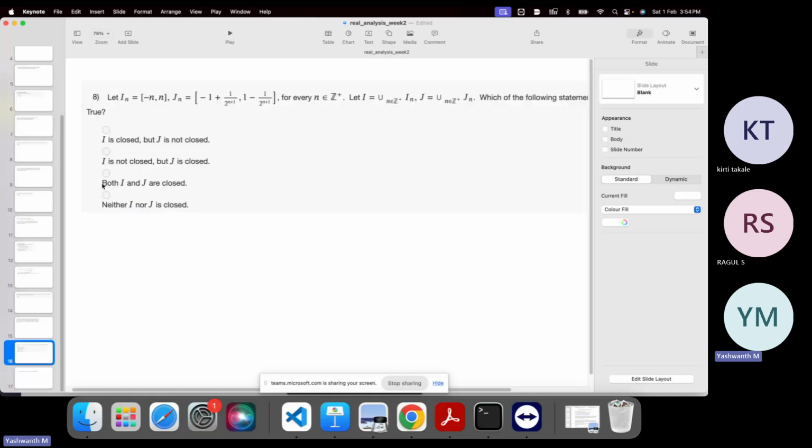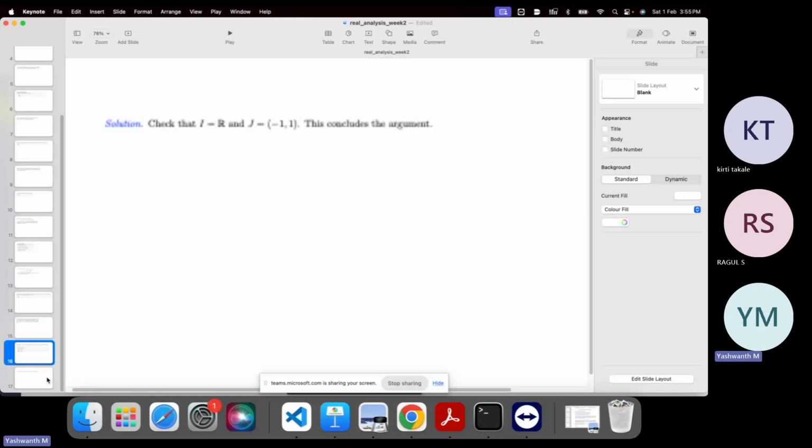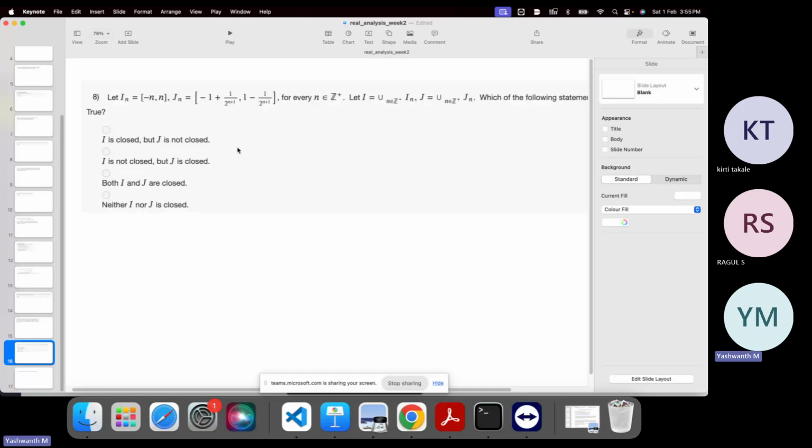Now we can see, is R closed? R is both closed and open. The entire real line is both closed and open because it satisfies all the definitions of an open set and a closed set, because every point of R is an interior point and R contains all its limit points also. J is not closed, right? Because J is the open interval minus 1 to plus 1. So this is the correct option.